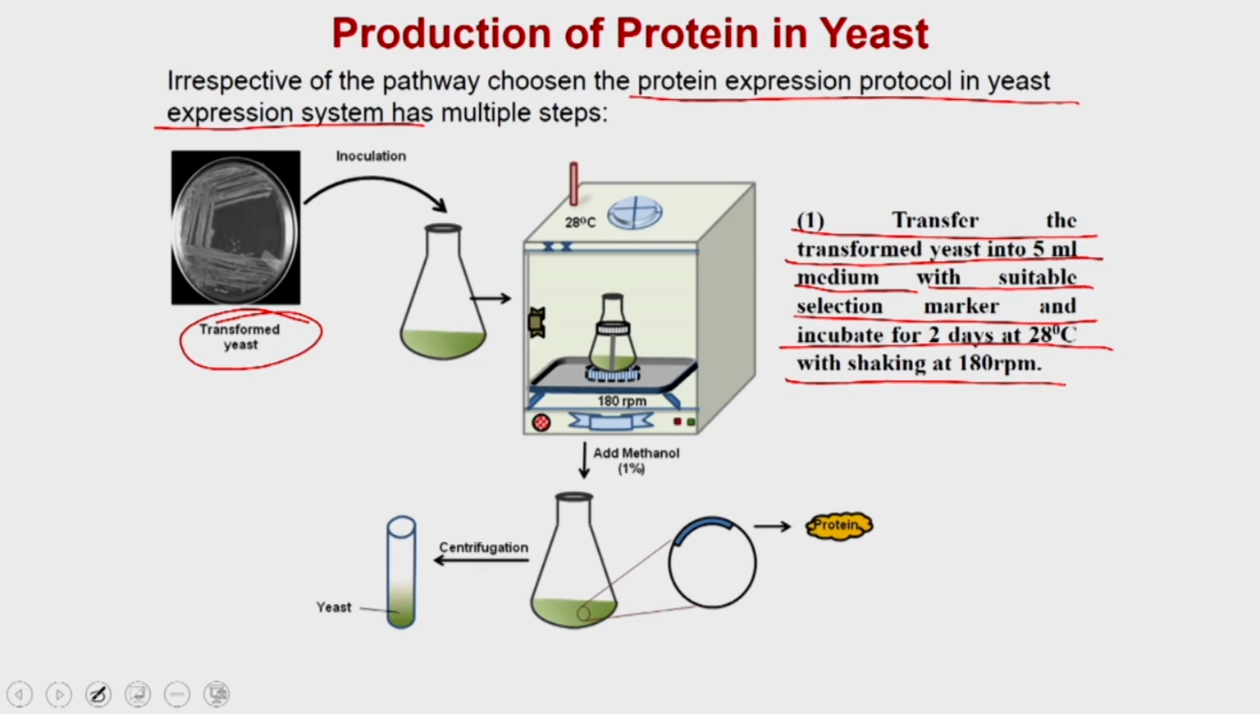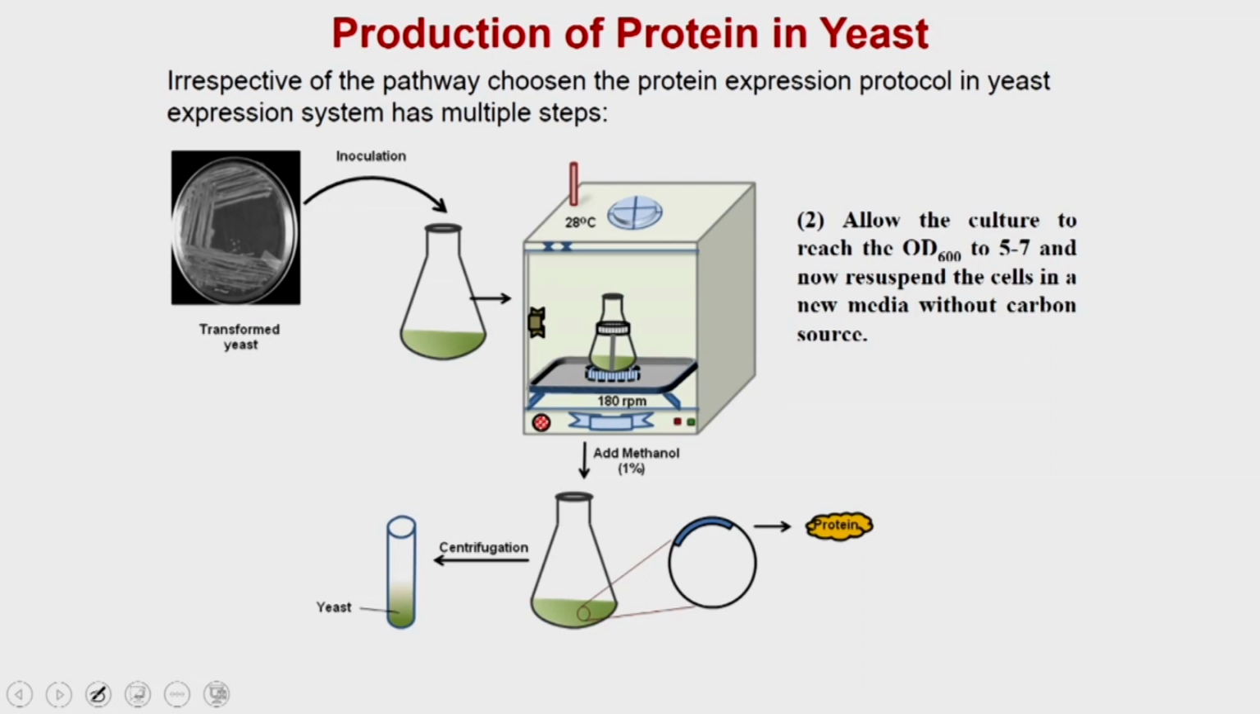So, the first step is that you transform the yeast with the foreign or recombinant DNA, then inoculate that into a 5 ml media with selection marker and incubate at 28 degrees Celsius at 180 rpm. That will allow the yeast to grow to a very high density. Once it reaches a specific density, you allow the culture to reach an OD of 5 to 7, and now resuspend the cells in a new media without methanol.